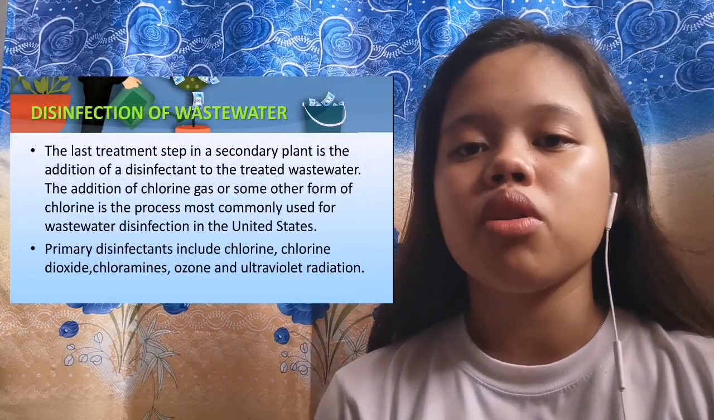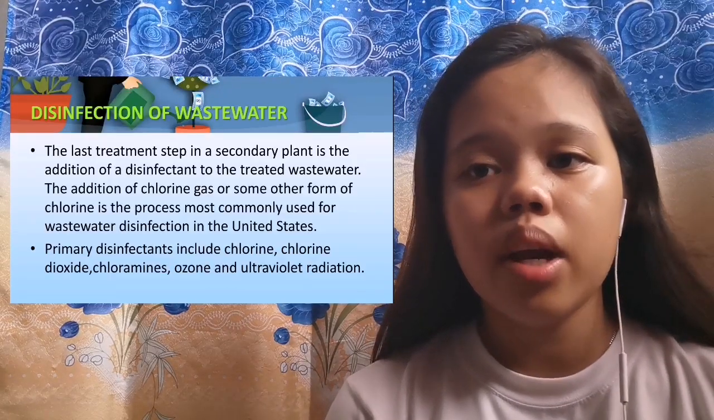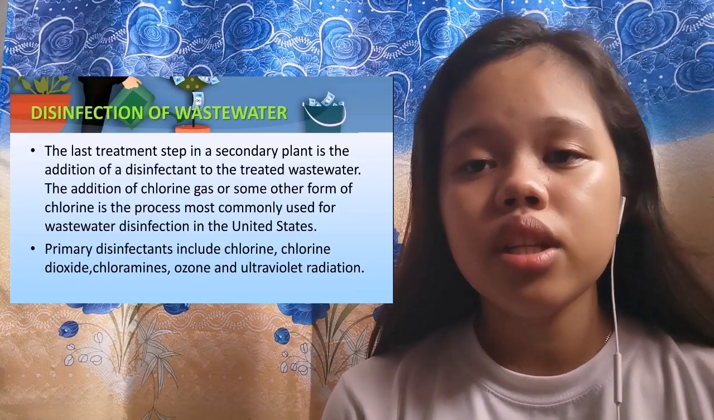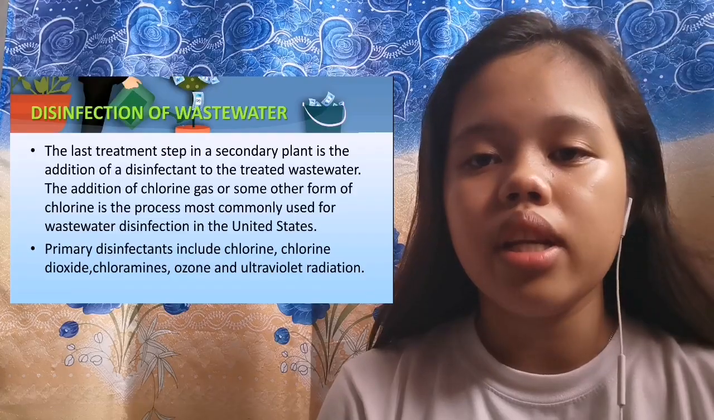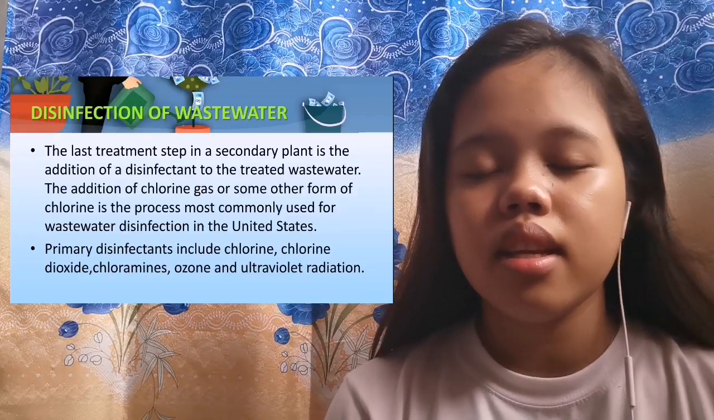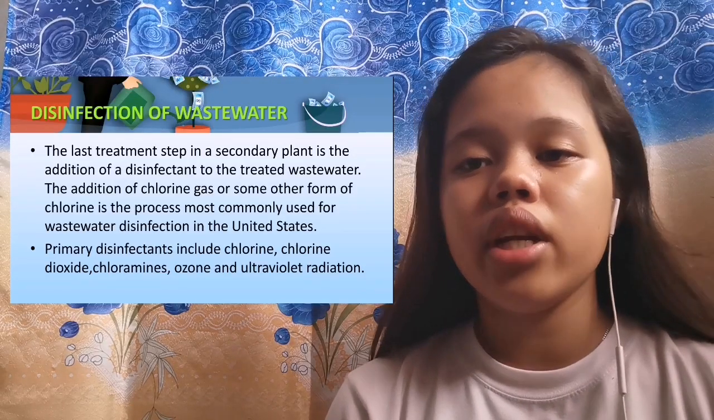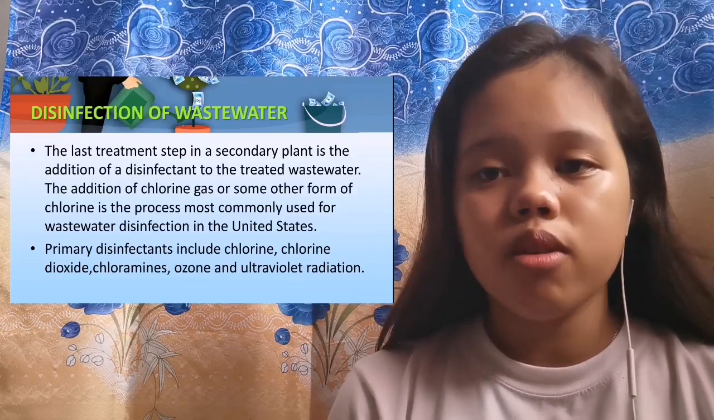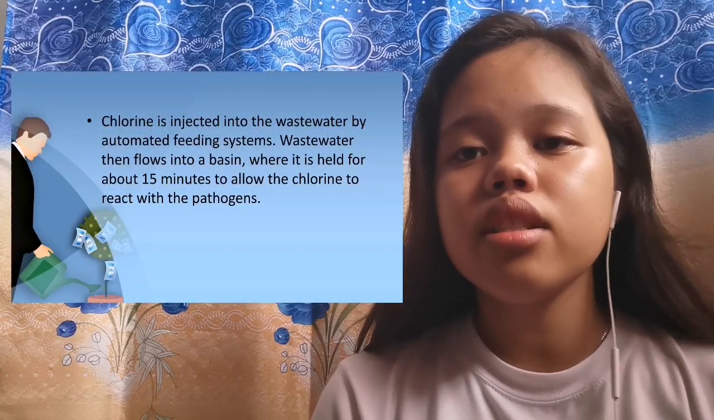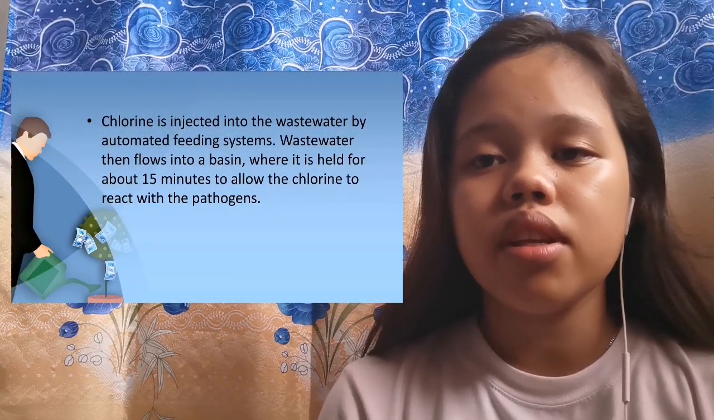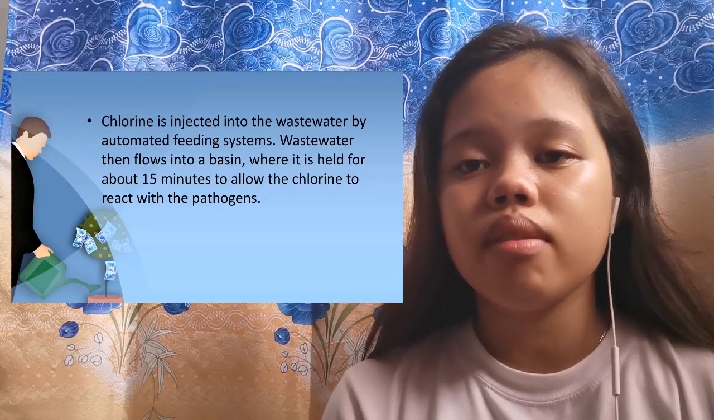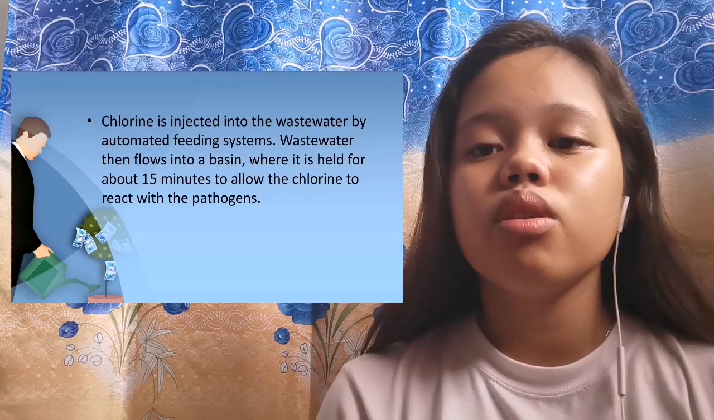Disinfection of wastewater. The last treatment step in a secondary plant is the addition of a disinfectant to the treated wastewater. The addition of chlorine gas or some other form of chlorine is the process most commonly used for wastewater disinfection in the United States. Primary disinfectants include chlorine, chlorine dioxide, chloramines, ozone, and ultraviolet radiation. Chlorine is injected into the wastewater by automated feeding systems. Wastewater then flows into a basin where it is held for about 15 minutes to allow the chlorine to react with the pathogens.